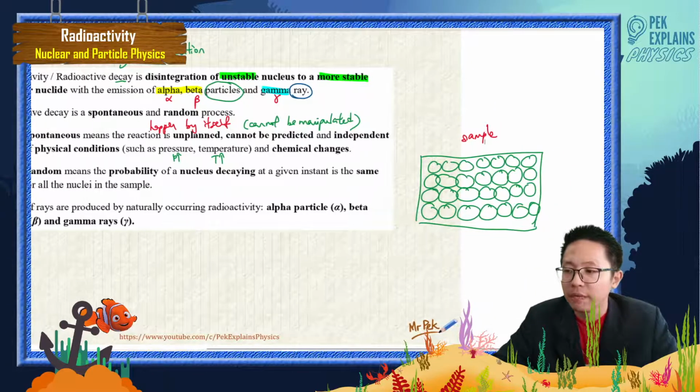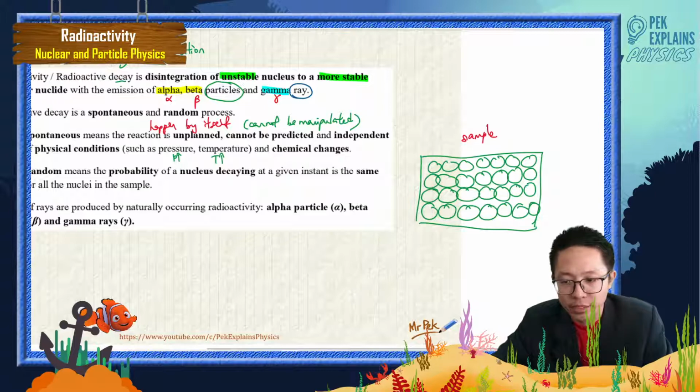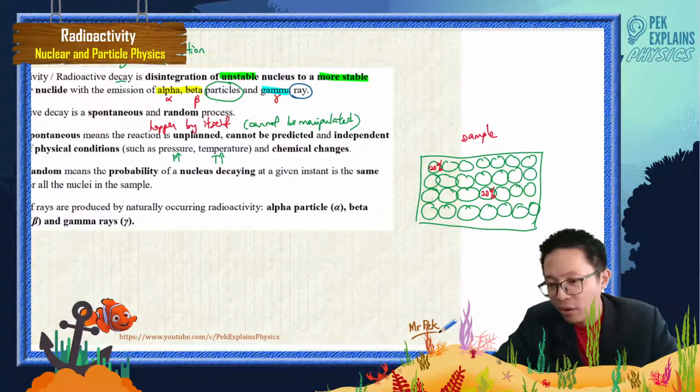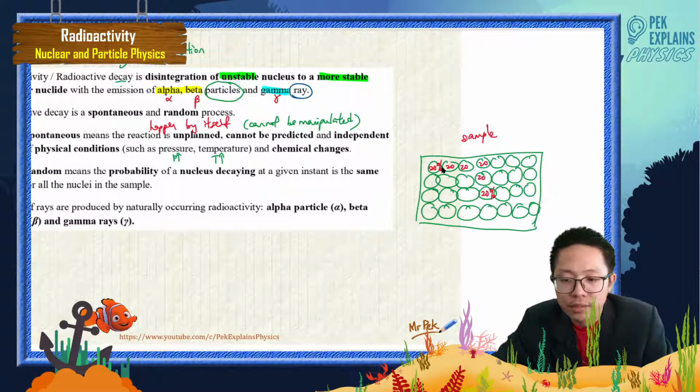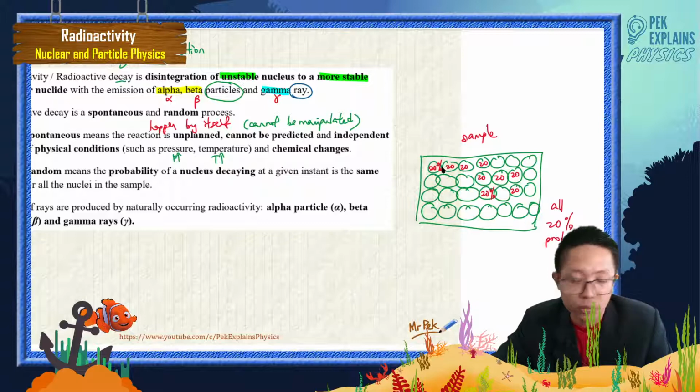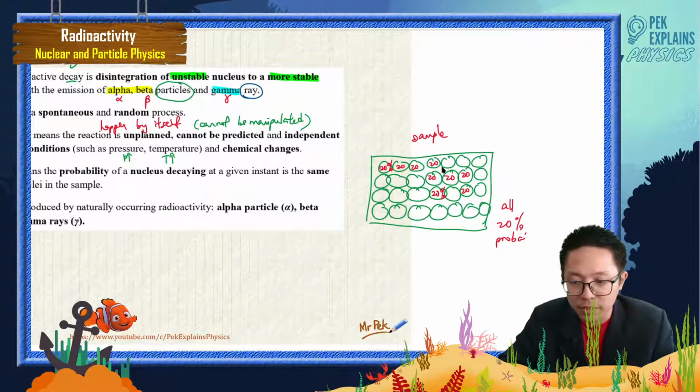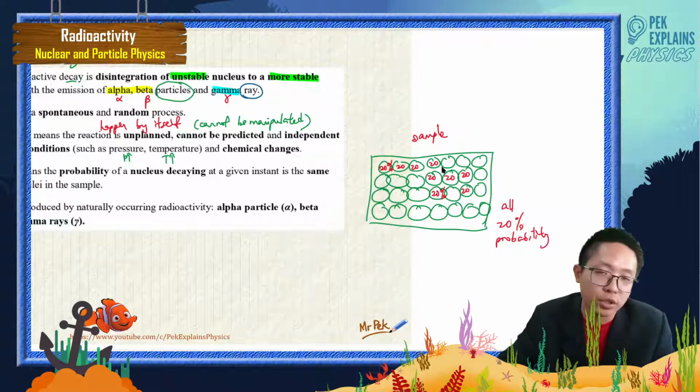That means, if let's say I say the first atom has a 20% chance to decay, then this atom also has a 20% chance. In fact, the probability is the same for all nuclei. The first atom has 20%, the second one also has 20% probability to decay, and the rest also have the same percentage. All 20% probability to decay. So we cannot know which one will decay.